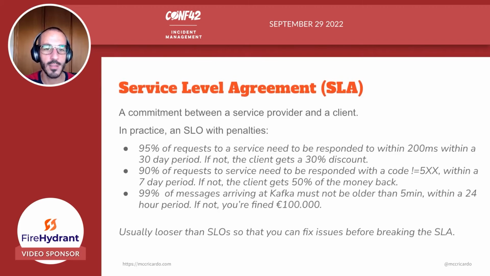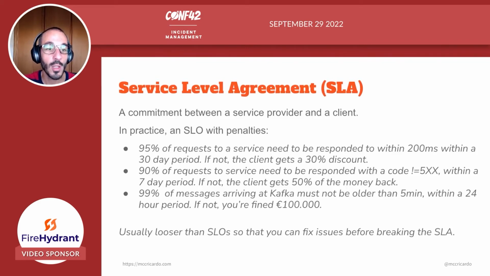For example, let's use the same examples that we've been using up to this point. So if I can define an SLA that says that 95% of requests to a service need to be responded within 200 milliseconds, within a 30-day period. If that doesn't happen, the customer will get a 30% discount. And the same thing for the other examples. But the basic idea here is that an SLA is an SLO that actually has some type of penalty attached.